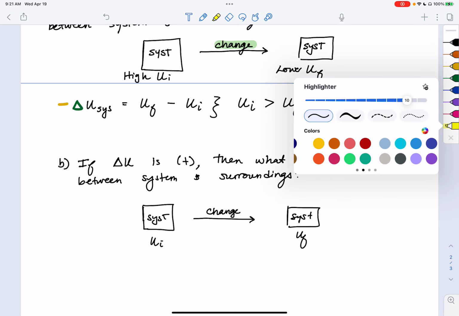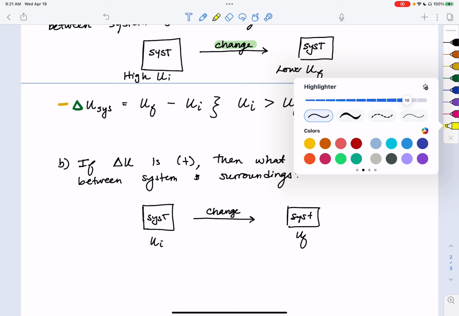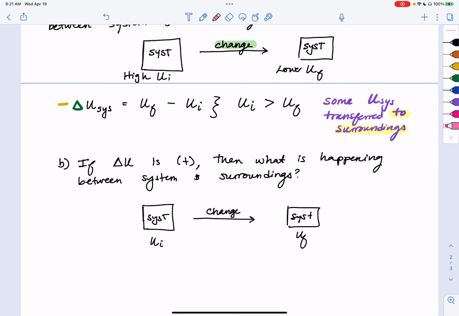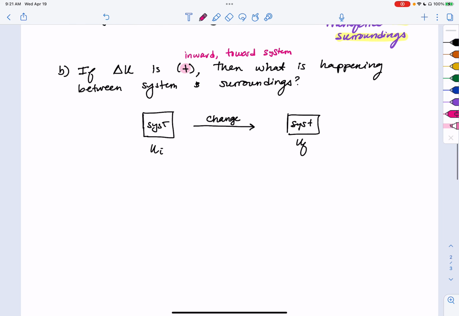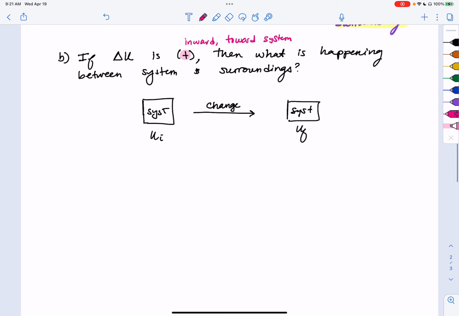So anytime you see this positive sign, this is when you think kind of inward or toward the system. I think of this like the positive sign kind of reminds me of, I don't know, positive, like a little hug. And if you're hugging someone, you're like drawing them inward toward you. Silly, but you do what you can to get through chem.